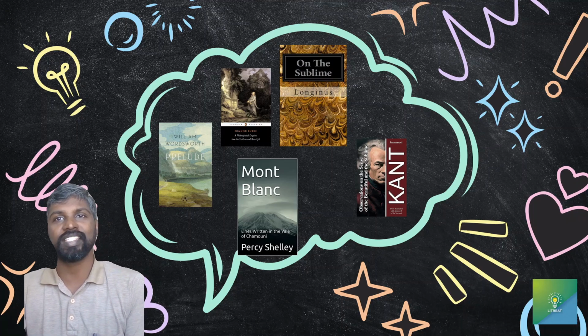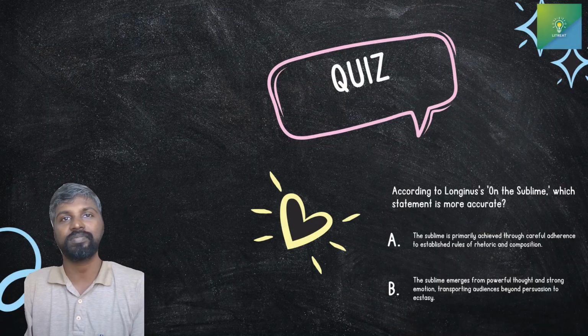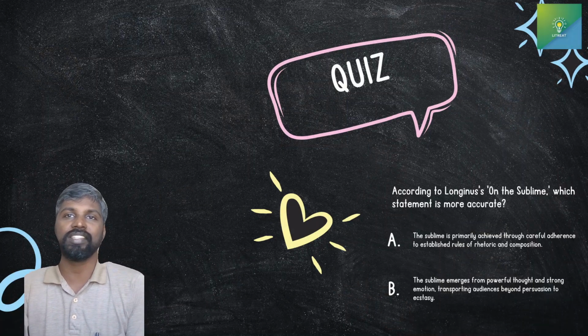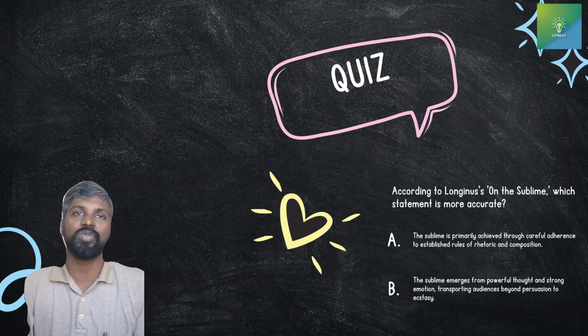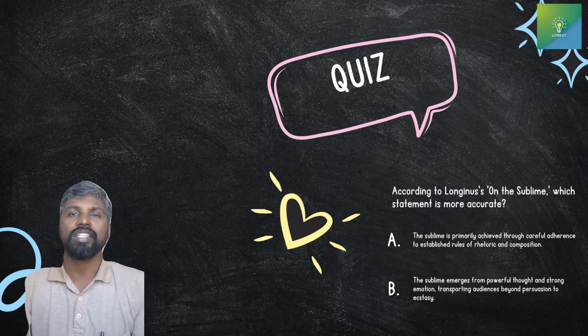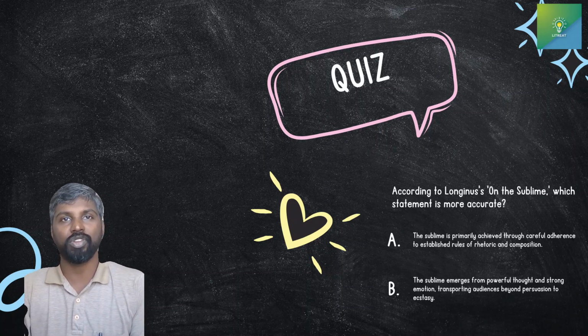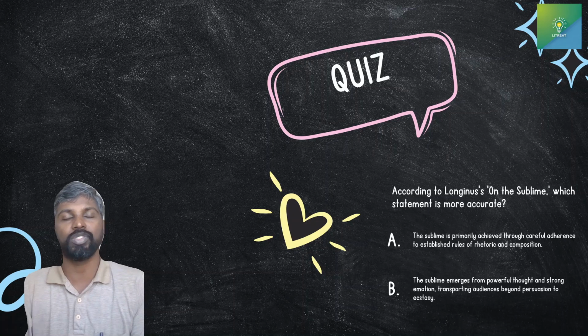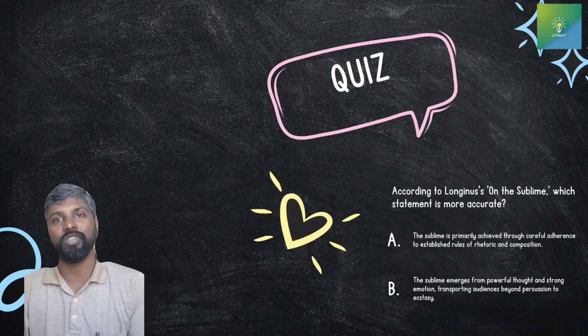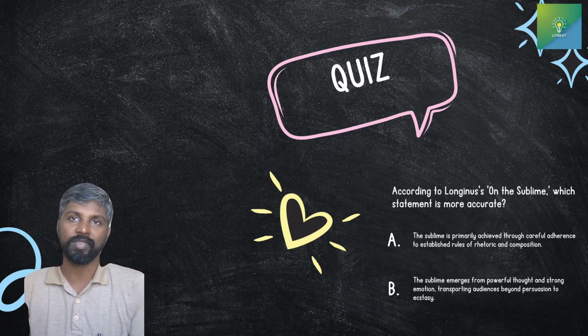Now let's test your understanding with a quick quiz. According to Longinus on the sublime, which statement is more accurate? Option A: the sublime is primarily achieved through careful adherence to established rules of rhetoric and composition. And option B: the sublime emerges from powerful thought and strong emotion, transporting audiences beyond persuasion to ecstasy. Take a moment to think about it. You may pause the video if you want, and the answer is B.